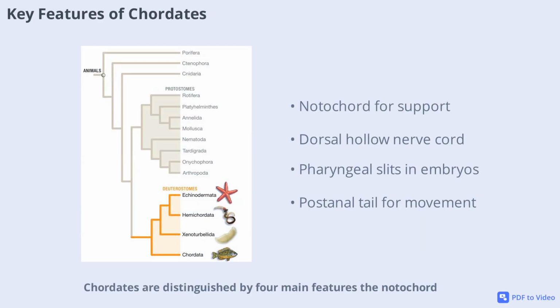vertebrates. Chordates are distinguished by four main features: the notochord, a dorsal hollow nerve cord, pharyngeal slits or pouches, and a postanal tail. The notochord provides structural support, while the nerve cord runs parallel to it, forming the basis of the nervous system. Pharyngeal slits are present in embryos and play various roles in different chordates. The postanal tail extends beyond the anus and is muscular, aiding in movement. These features are fundamental to understanding how more complex vertebrates, like amphibians, evolved.